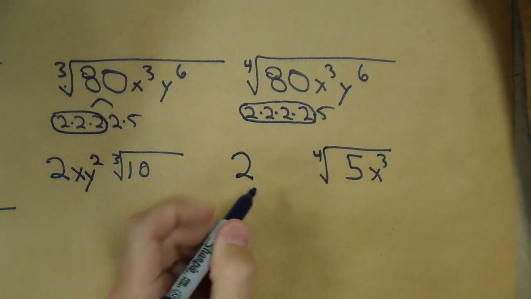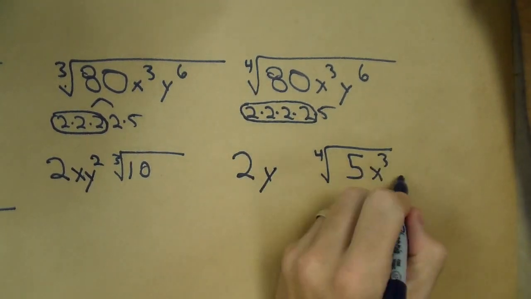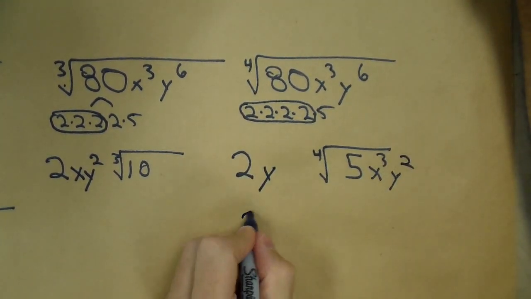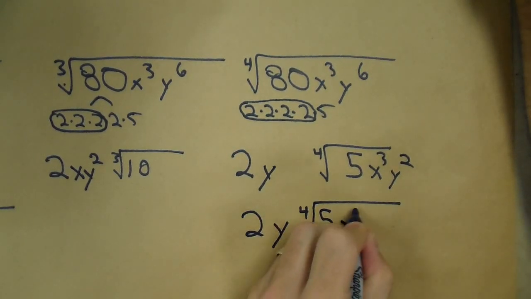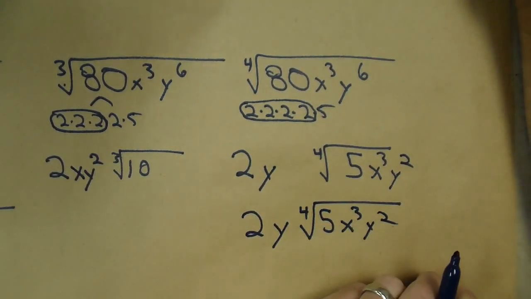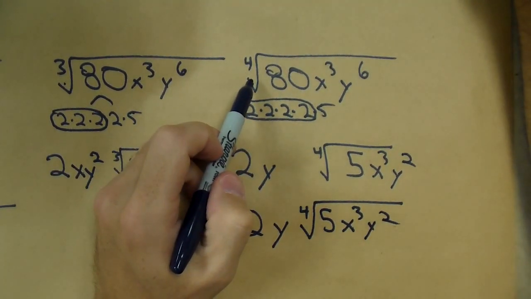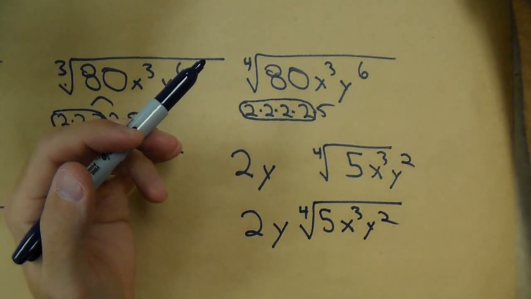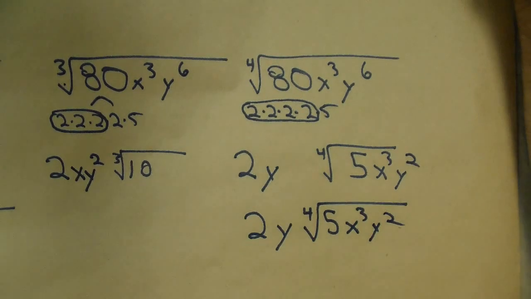Y to the 6th, I have 1 set, so 1 comes out of the 4th root. That leaves me 2 left over. So we're going to write 2y times the 4th root of 5x cubed y squared. So really, the idea, whatever root I have, is just how many sets I have. As we go through simplifying, looking at factors and variables, you're just counting the number of sets you have. Those come out, and if you didn't have a full set, that just remains inside.